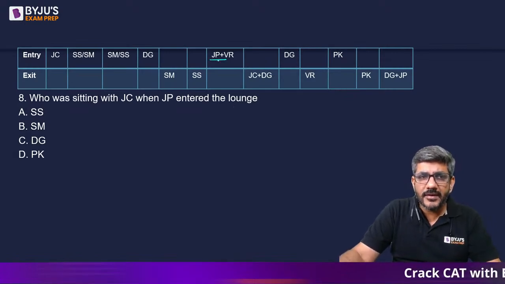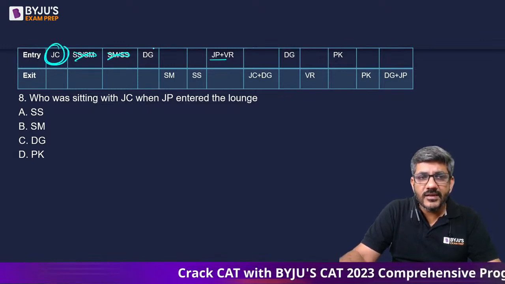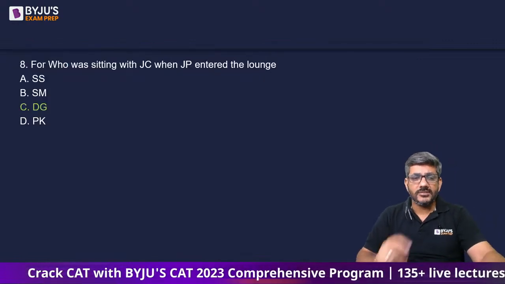So when JP entered, he saw SM had already left, SS had already left. So who was sitting with JC? The person was DG. So my answer for this second question is also DG.